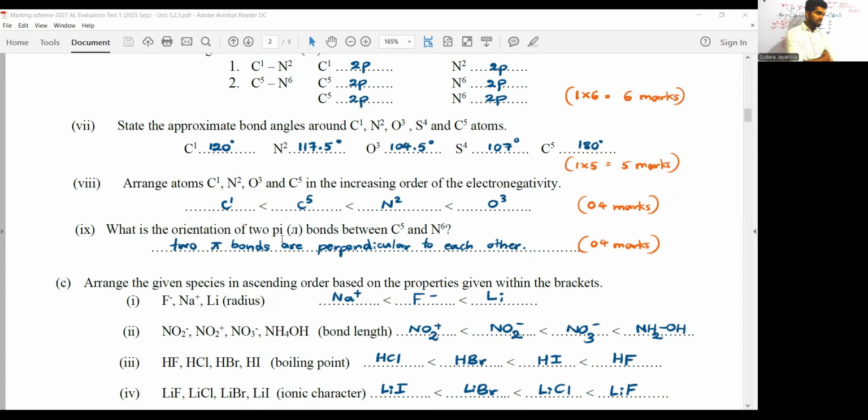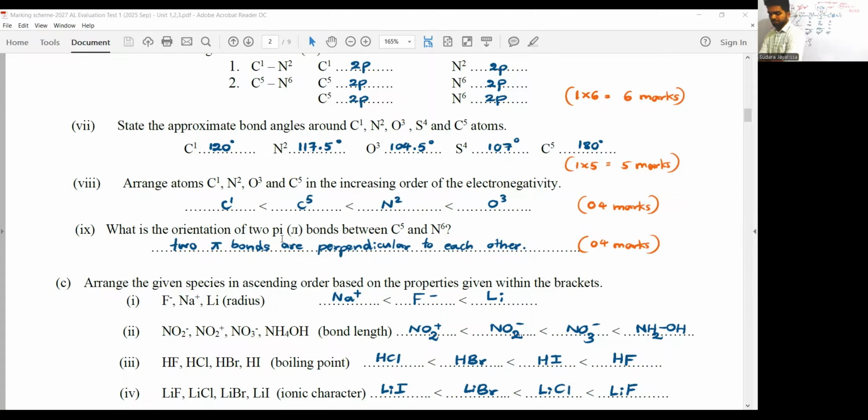Then for oxygen, there are 2 lone pairs now. So subtract 2 times 2.5, that means 5 degrees from the tetrahedral bond angle 109.5. If you subtract 5 from 109.5, it is going to be 104.5. Here also you will get marks for 105, 104, like that.